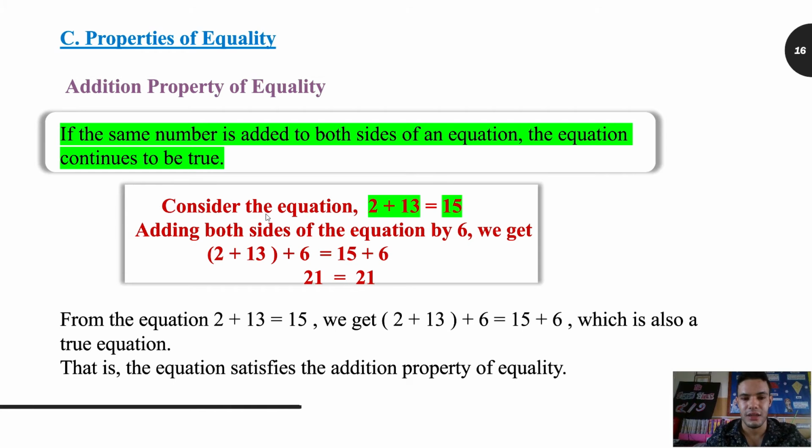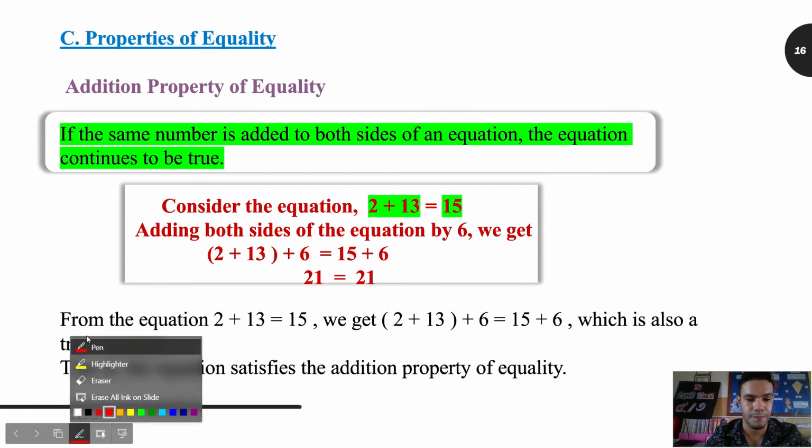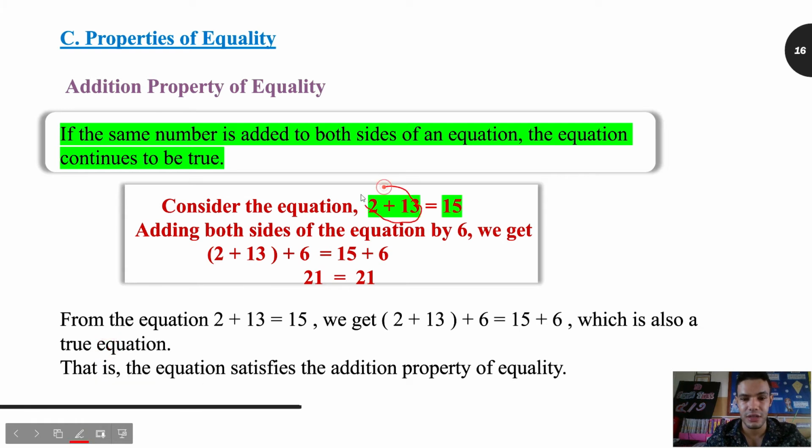Let's say this is an equation: 2 plus 13 equals 15. So what do we have to do? We have to add the same number to both sides, this side here and this side. So we're gonna add 6. It will be 2 plus 13 plus 6 equals 15 plus 6. It means 21 equals 21.